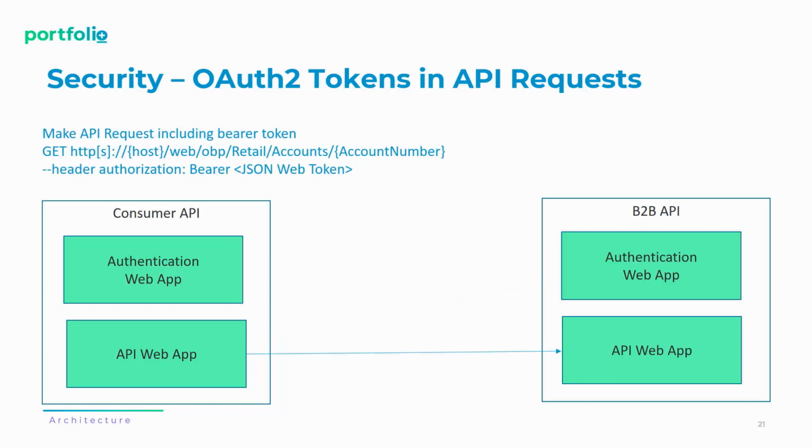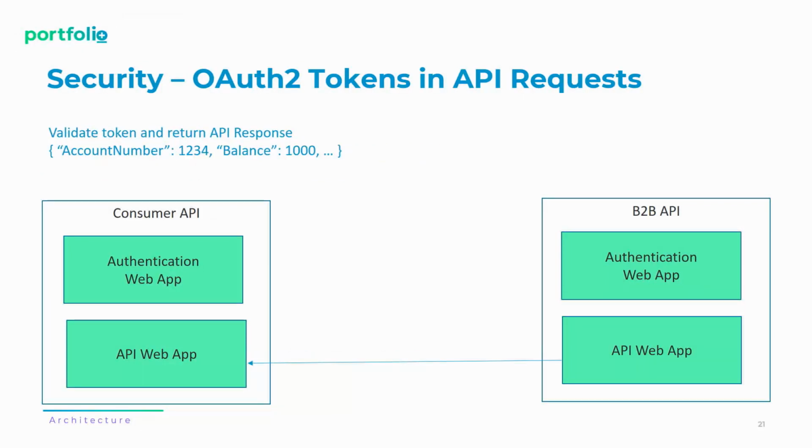Now that the consumer API has this token, it's going to add it to every subsequent request that it makes. And now it's talking to the core API's business logic web application. So you can see at the bottom of the request, we've got the authorization header with the bearer token. And now that goes back and forth. The B2B side just validates that, yes, that's a good token, and then returns data. So that's a simplified flow of how we're managing authentication tokens.